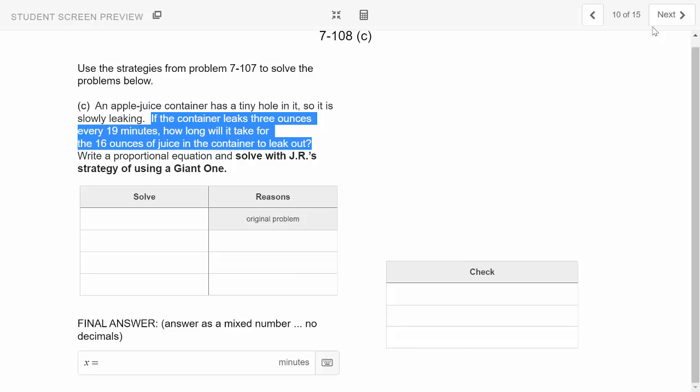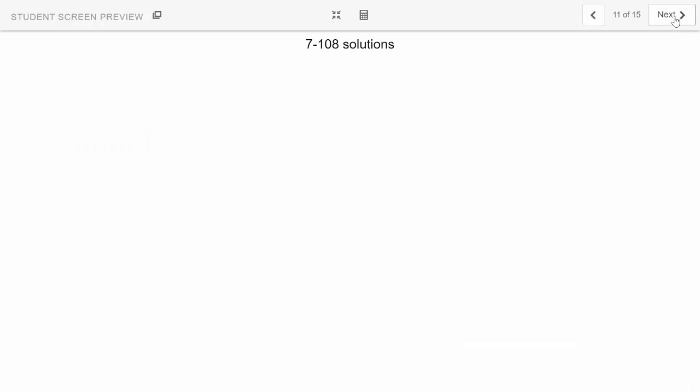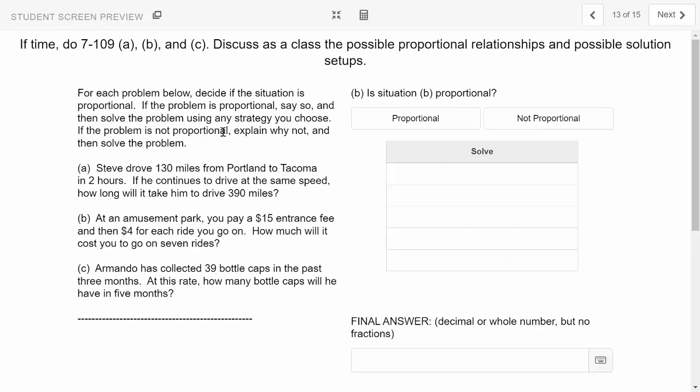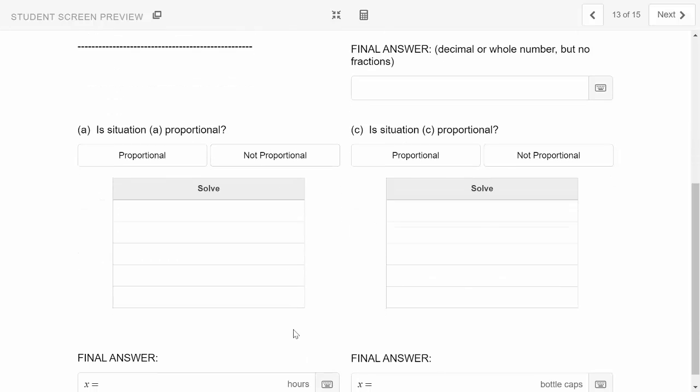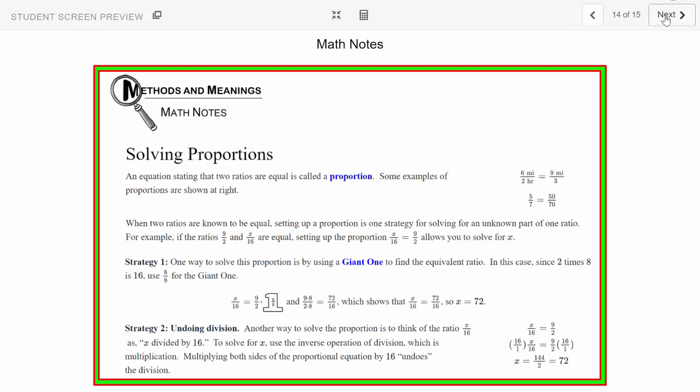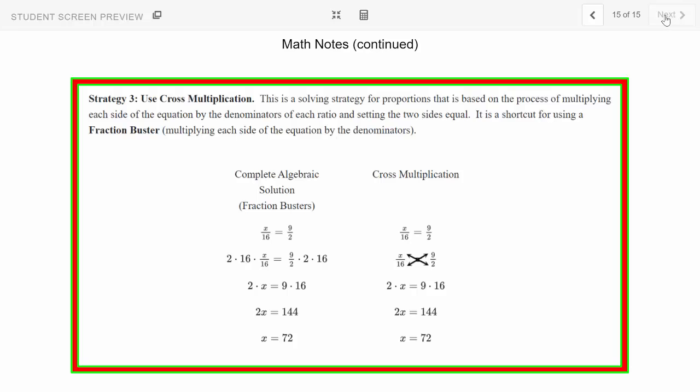And then, after you finish 108, I'd like you to go and also do problem 109, parts A, B, and C. The problems are here. You decide if they're proportional, you set up a proportion or not a proportion. Solve the equations and write the answers in your notebook. After you've finished 109, I'd like you then to read the math notes, because the math notes summarize everything you're supposed to learn today.